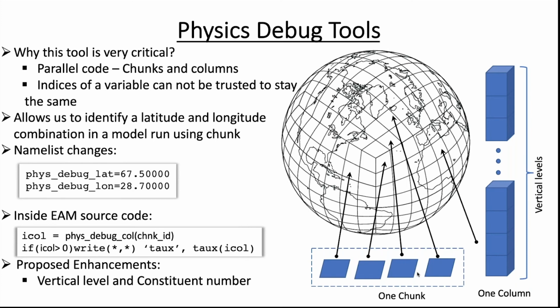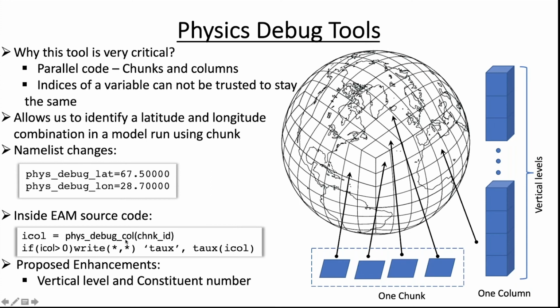And now if we know the lat-lon of a point where there is some issue, like temperature is wrong or pressure values are unexpected, we can simply insert that lat-lon into the namelist. So here you see the namelist changes which are required. You would simply put that lat-lon into phys_debug_lat and phys_debug_lon. And once you insert this, you can go into the code and use print statements to print out the offending variable, if you know about that variable.